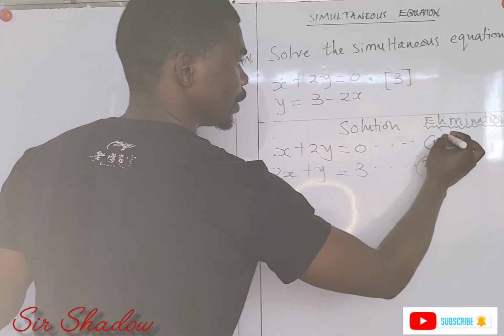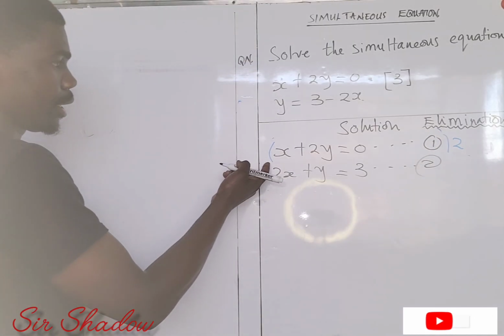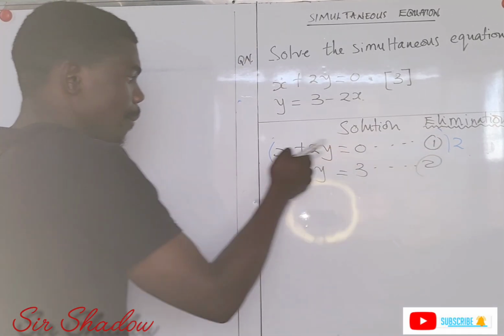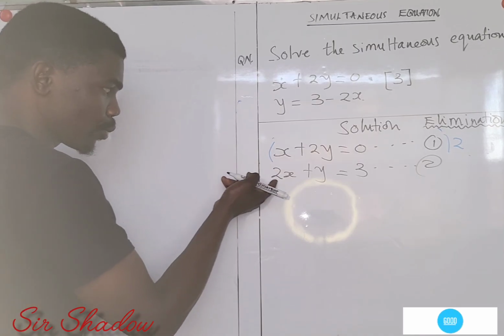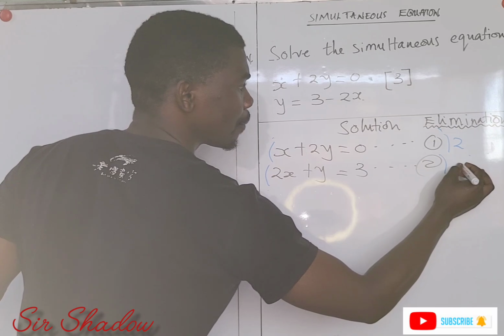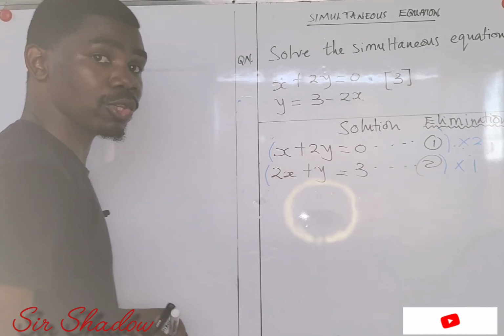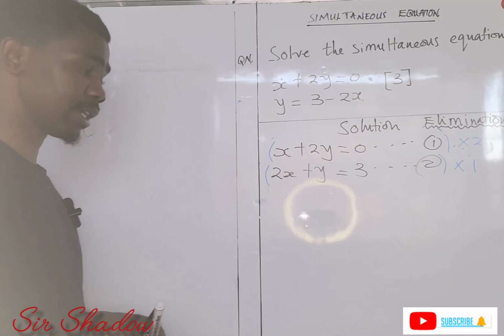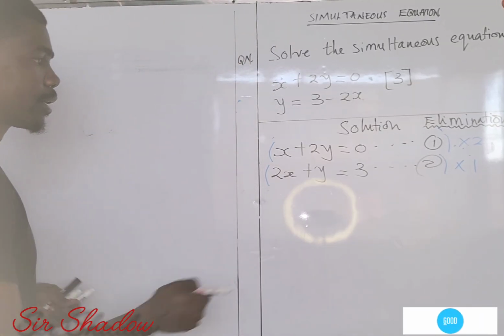The first one here, I have multiplied by 2, so that if you say 2 by this x, you get 2x. Then this one, since you want to remain with the 2x, we want to multiply by 1, just because 1 has no effect. 1 can't affect 2x. It remains 2x.